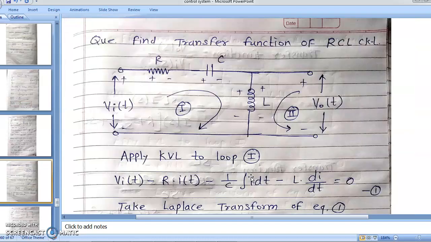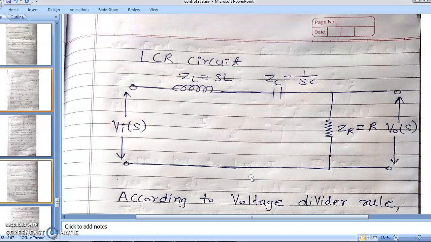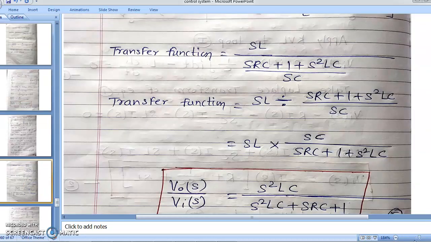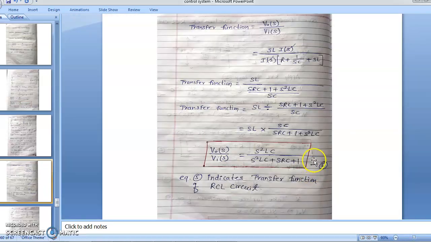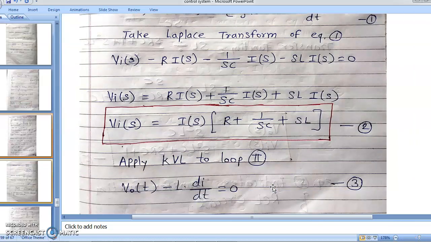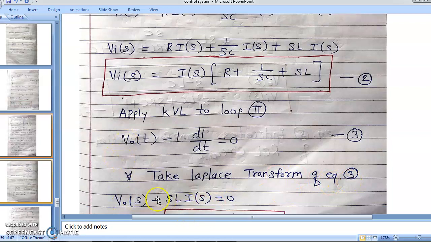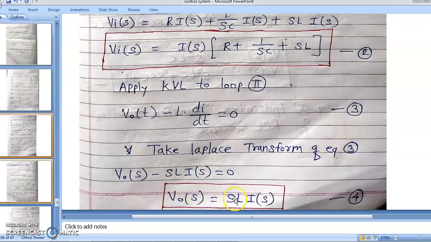This is equation number 3. We are getting V(t) minus L di/dt is equal to 0. Take the Laplace transform of equation 3. It becomes V(s) minus SL I(s), so V(s) is equal to SL I(s). Equation number 4.